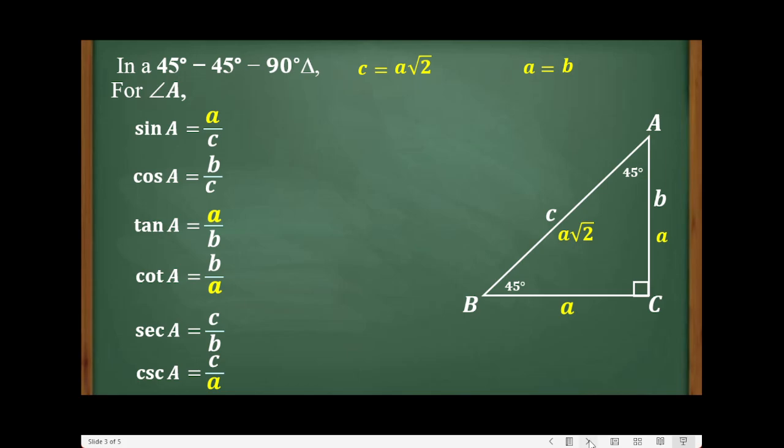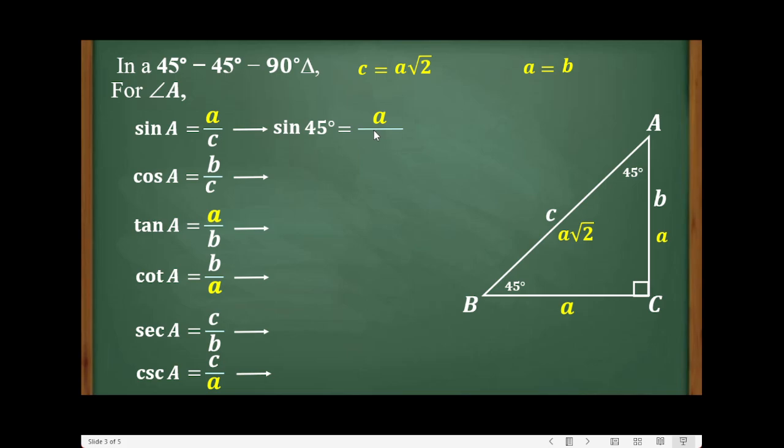Then, at this point, we replace A by its equivalent. We know that capital letter A denotes an angle, which is angle A. And we know that from this right triangle, angle A measures 45 degrees. Therefore, from sine of A, we now have sine of 45 degrees, which is equal to A divided by the equivalent of C, which is in terms of A. So looking at the figure, that is also the same as A square root of 2.